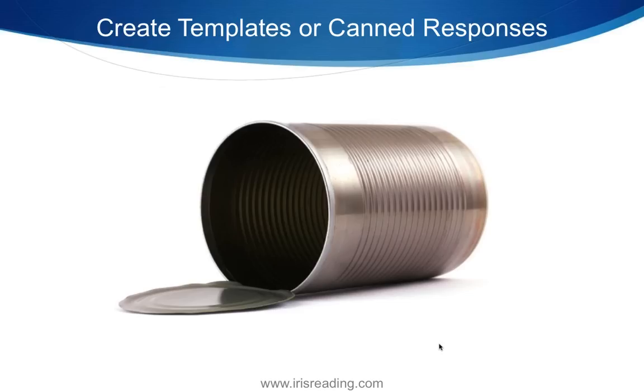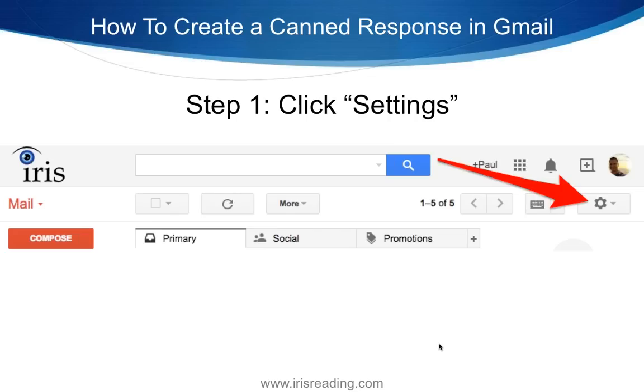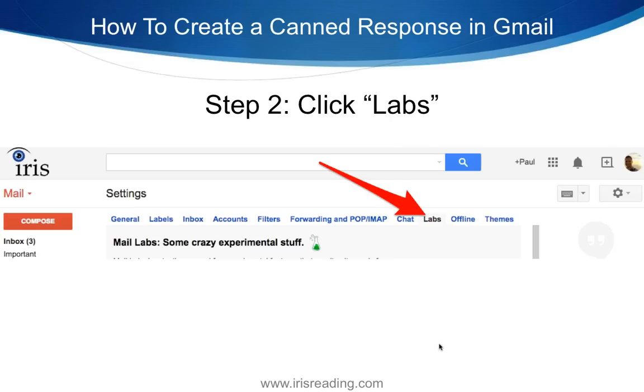Now, templates or canned responses. If you have certain emails that you always send to people over and over again, it's a good idea to create a canned response or a template. And of course, you can modify these templates, but this will save you some typing time. In Gmail, you just click Settings for this. You go to Labs. By the way, the Labs area is a very interesting area. A lot of useful tools in there. You might want to explore that.